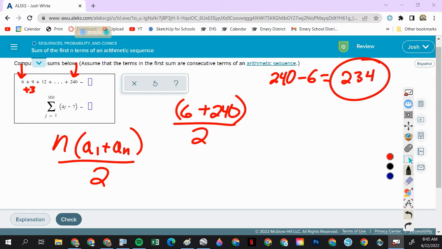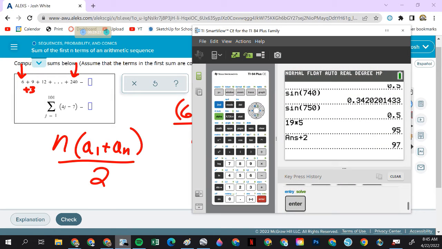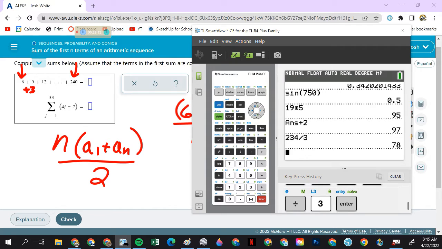How big is each D? 3. So we're going to take 234 and we divide it by 3. What does that tell me? That's how many D's we used. If we used 78 D's, when did we get paid? What was the day that we got paid the last time?